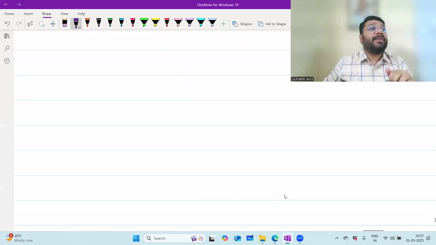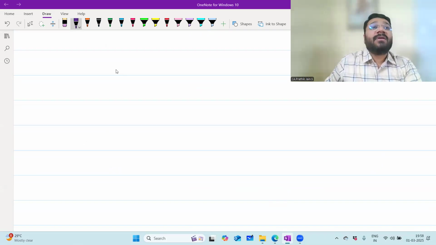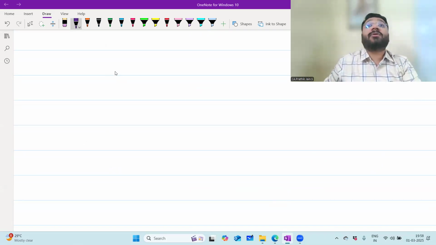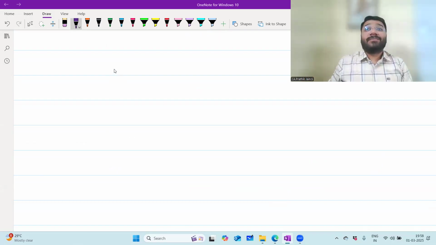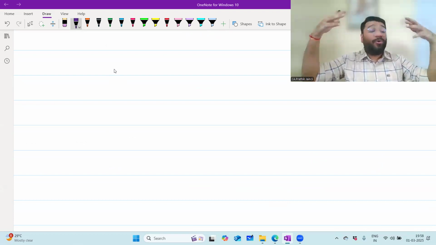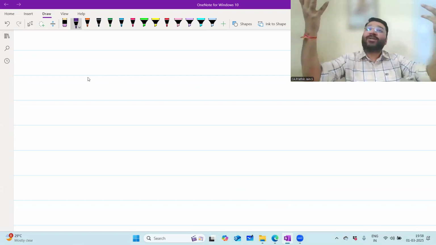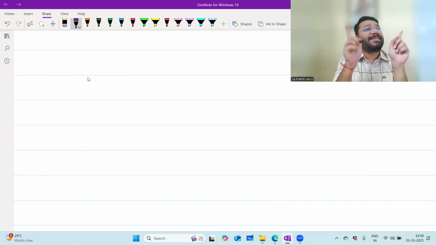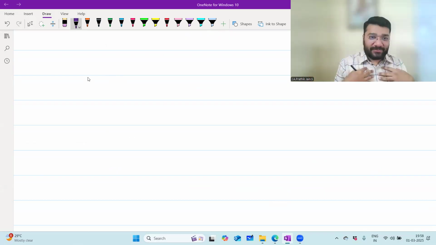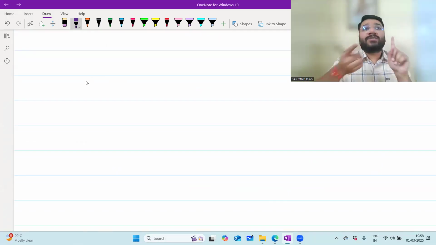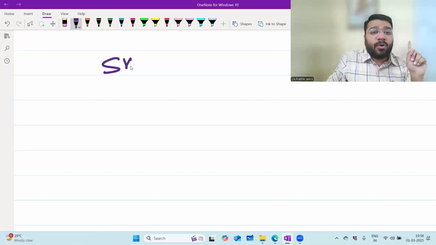Balance sheet, full format discussion. Balance sheet has how many broad classifications? Two. One is equity and liabilities, second is assets. Under equity and liabilities, how many sub-classifications? Four. First one is shareholders' funds.